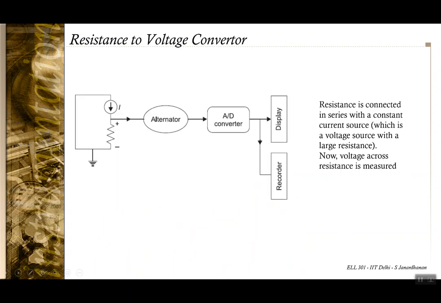Now similar to this, we can also have a resistance to voltage conversion. This is much simpler. So you have a standard current source, or rather it's a voltage source with a large internal resistance. So you have a voltage source which is connected to a large resistance, and that is connected to the unknown resistance here.